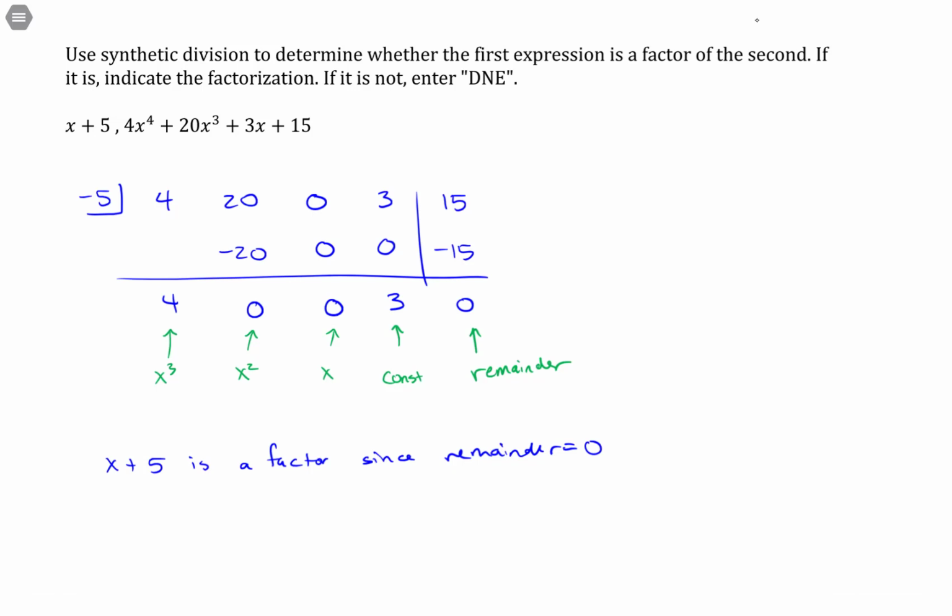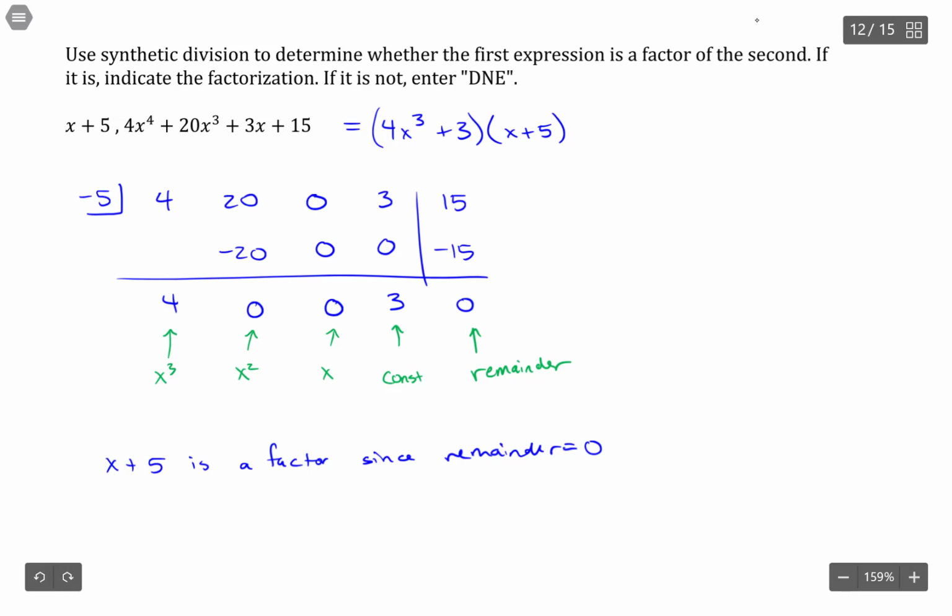And the resulting polynomial is going to look like this. It would be 4x cubed plus 3 times the original factor, x plus 5.